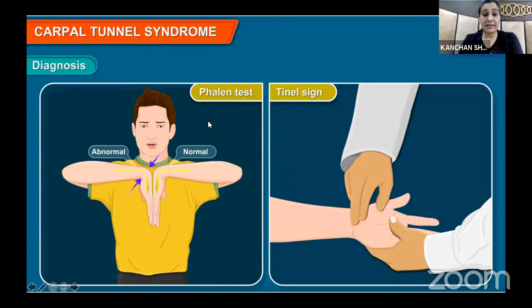This is the Phalen test. This is how you are supposed to perform it. As we have talked about, if I do it like this, I'm trying to flex the wrist and compress the median nerve, so this is going to be positive. And if I stretch it and tap on this nerve, this is again going to be painful because the nerve is inflamed. So the Tinel sign is going to be positive.